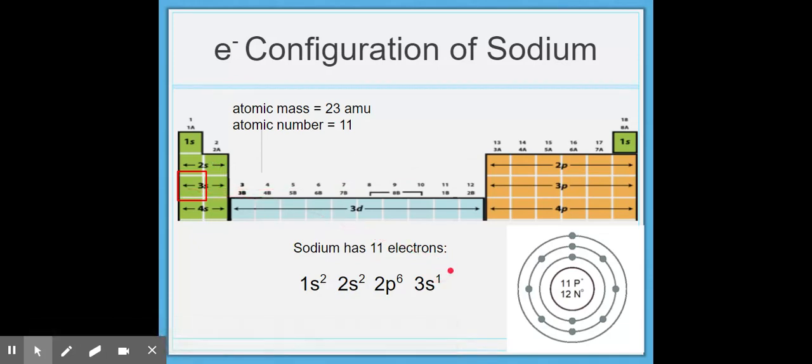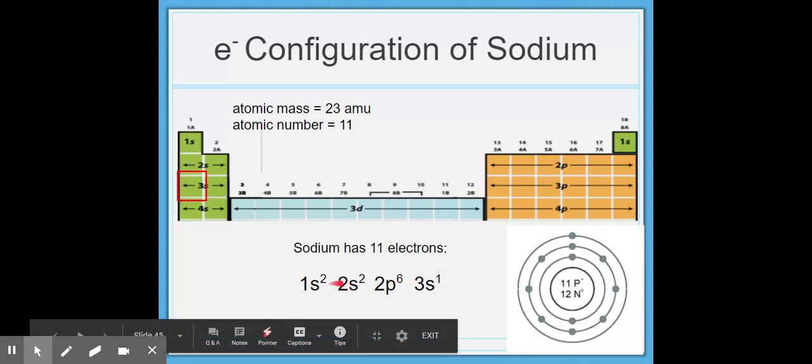And again, what do those boxes represent? They represent electrons. So again, if I add up these superscripts, I get 11. So I get 11 electrons.